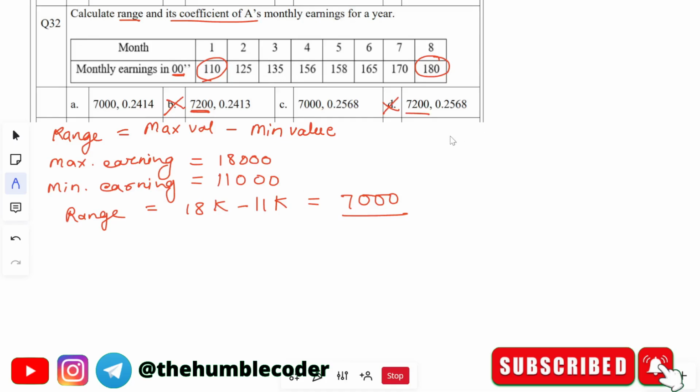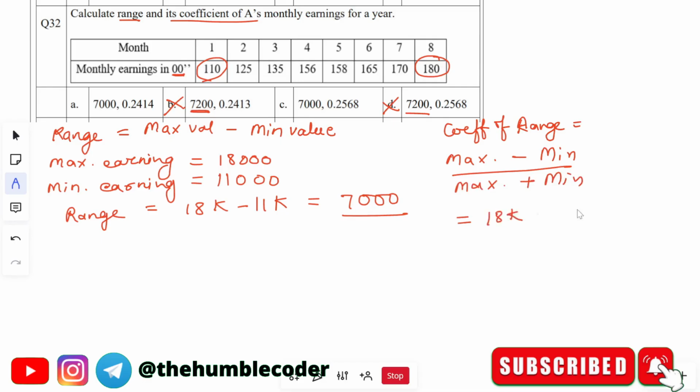Okay, so coefficient of range, again we have a formula. So for that you have to remember this thing. Coefficient of range is max value minus minimum value divided by max value plus minimum value. Okay, hope you understood how to find the coefficient. So maximum value that we have already seen is 18k, right? Minimum value we have already seen is 11k. In the same way, at the bottom also we will write the same thing, 18k plus 11k.